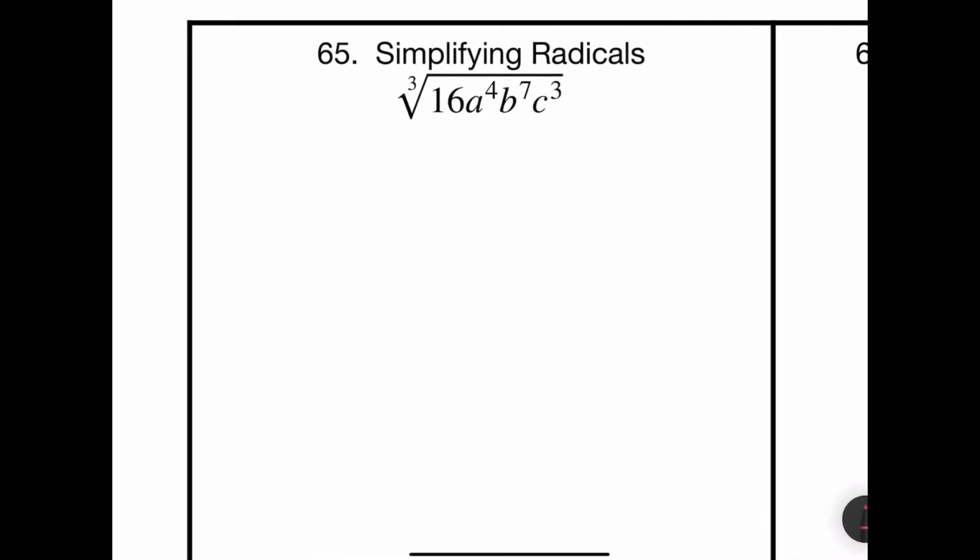Problem number 65 is again simplifying radicals. It says the cube root of 16a to the 4th, b to the 7th, c to the 3rd. So we're going to use the product property one more time, and we're going to put our perfect cube numbers in the first one times all of our others. If you have your perfect cube numbers memorized, it makes the problem easier. If not, we'll list some.